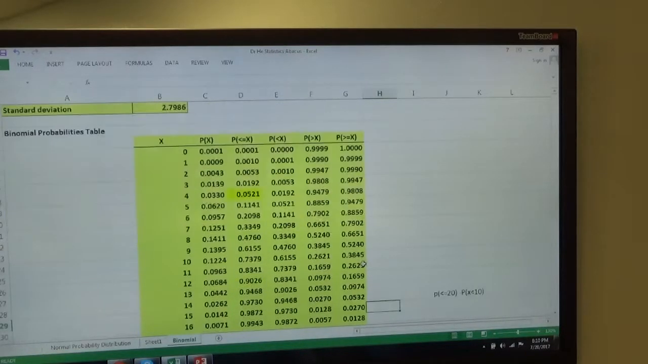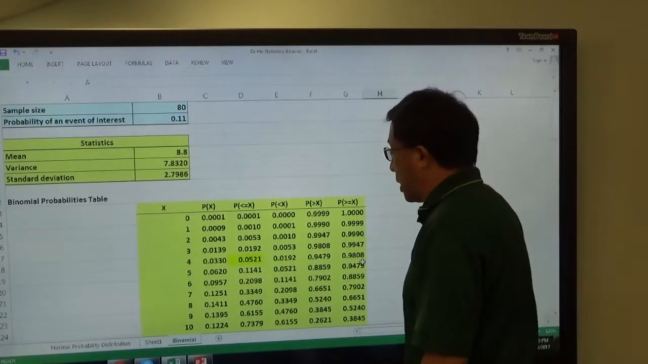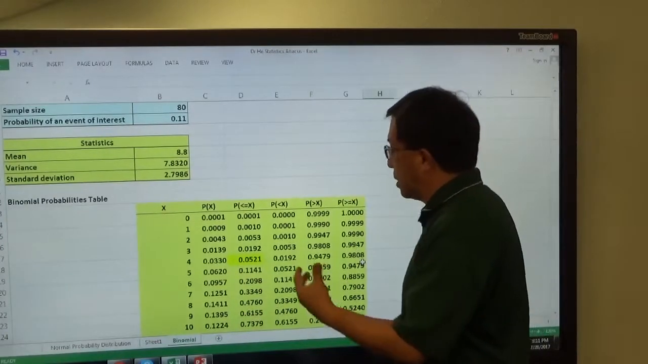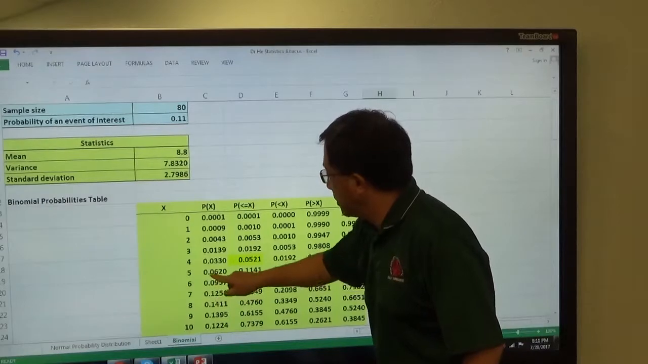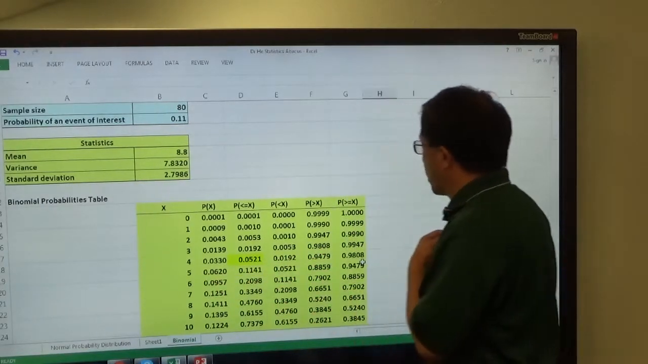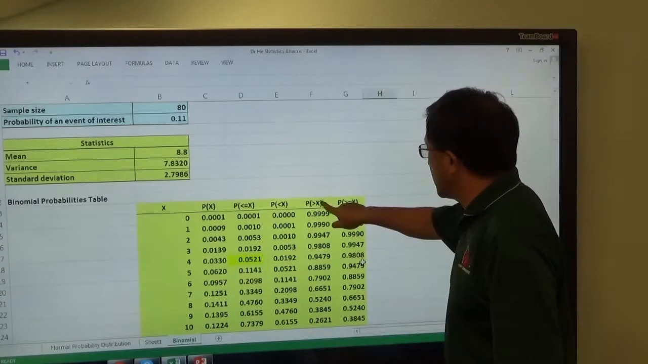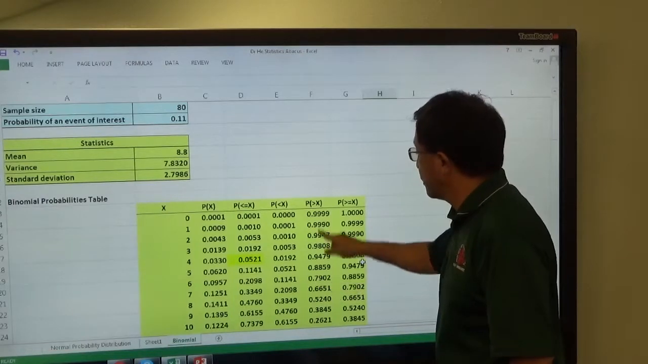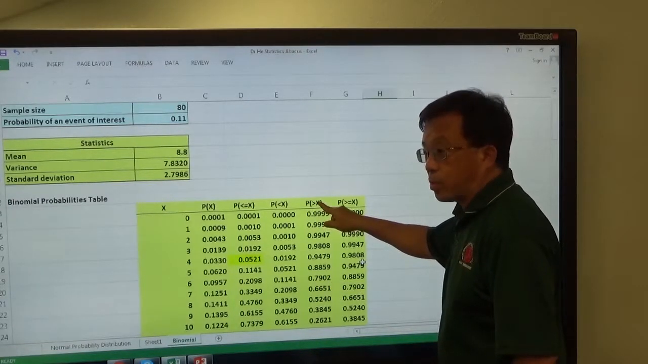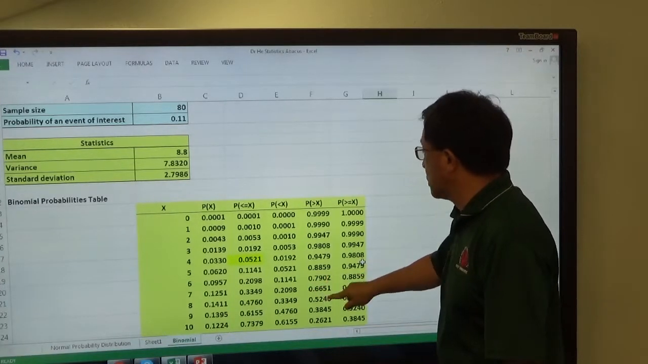Is that clear how to use this table? Basically, if you ask what's the probability that exactly five people will say yes, that's 0.062. If it's more than 7 people, that's here, right? This column is more than 7.